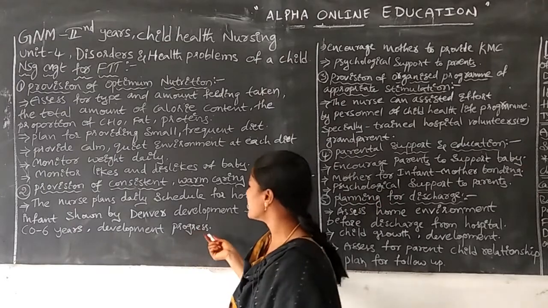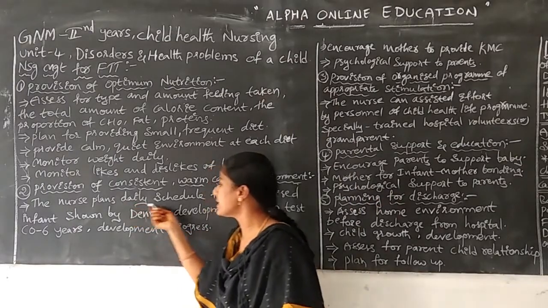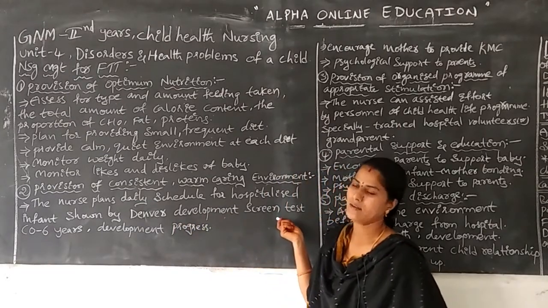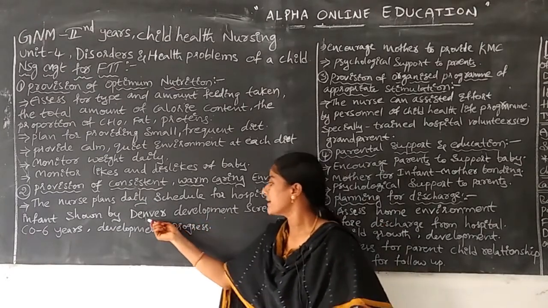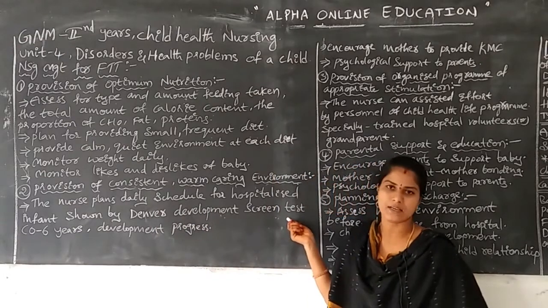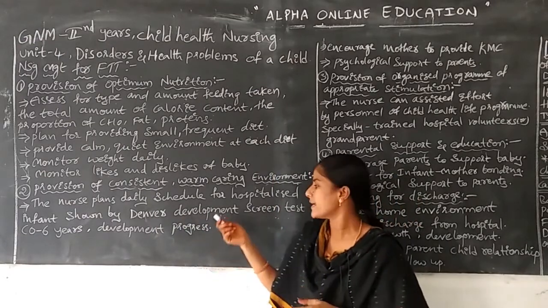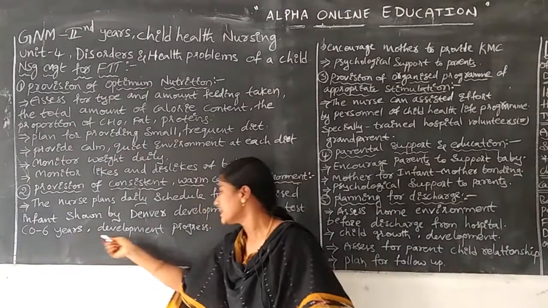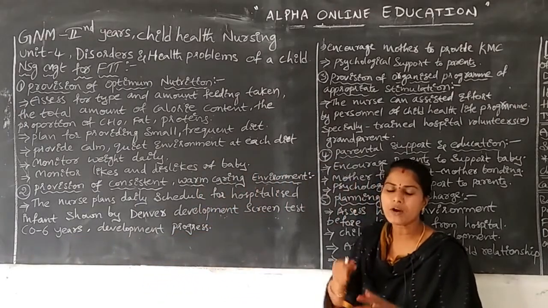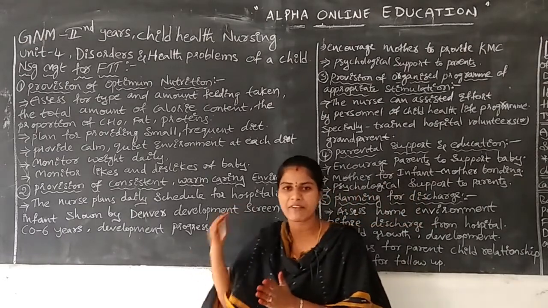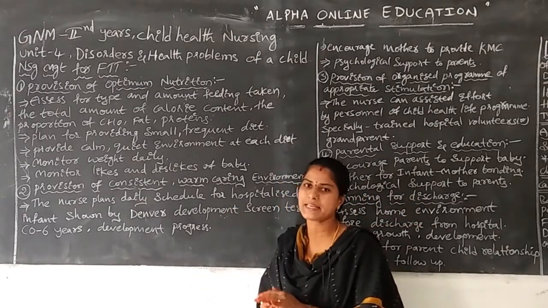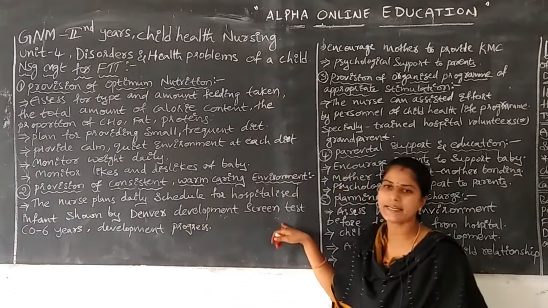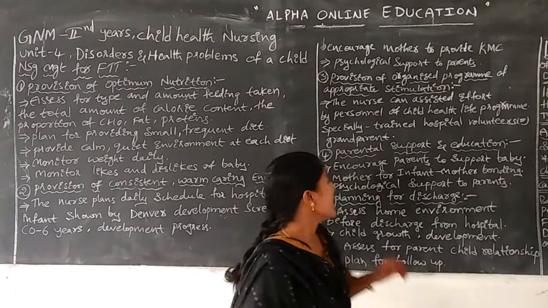Next, as a nurse we have to follow the Denver Developmental Screening Test. This is one test that explains the development progress of children from 0 to 6 years of age. According to their height and weight, how much they should have according to their age, that will be explained in this Denver Developmental Screening Test. This is the second one.